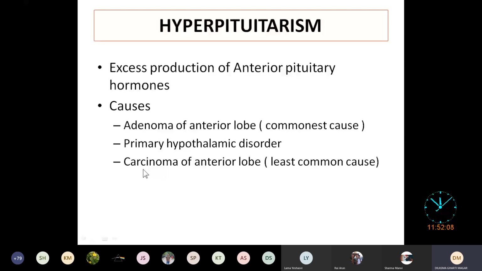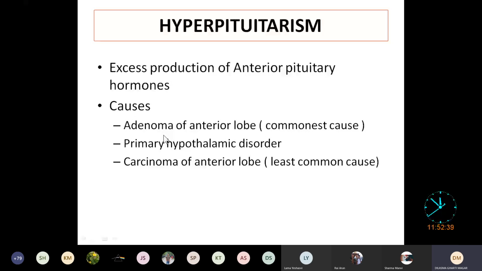So now coming to hyperpituitarism. Whenever there is an excess production of the anterior pituitary hormones, that is known as hyperpituitarism. The cause for hyperpituitarism is adenoma of the anterior lobe. So is adenoma a benign tumor or a malignant tumor? Anyone? Benign. Okay, benign. Good. My voice is clear?